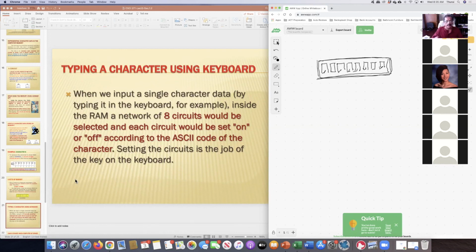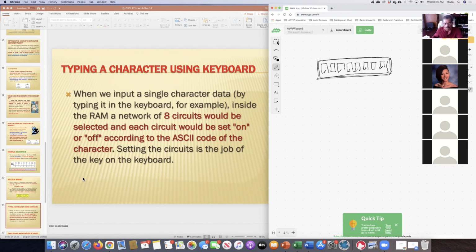When we actually type a document using a word processor, every character we type occupies 1 byte of memory. As soon as you press a key on the keyboard, you are using up 1 byte of memory that gets set to on and off according to the ASCII code of that character. And then when you press the next key, another 8 bits will be set to on and off according to the ASCII code of that character, and so on. So as you press keys, you are setting these memories on and off. So every character you type takes up 1 byte of memory, which is 8 circuits long.